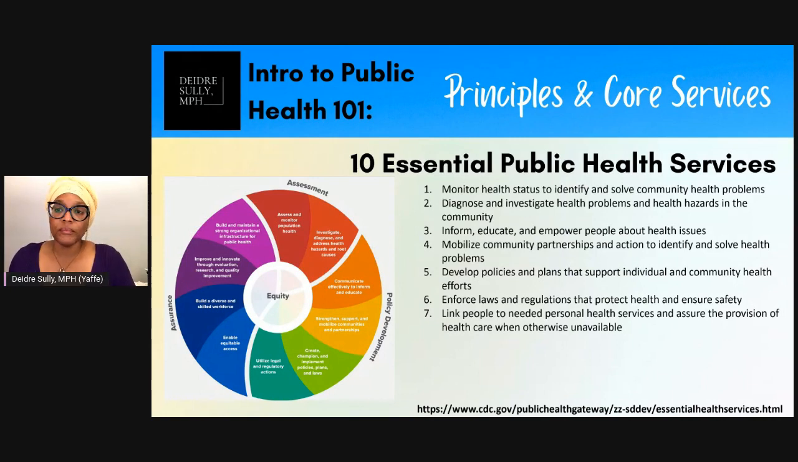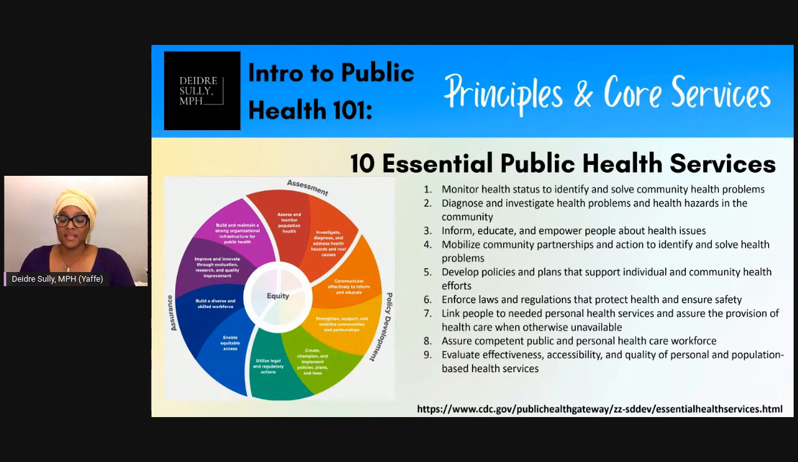Number 8, assure competent public and personal health care workforce. Who are the providers and how are they serving the community? Are they competent? Are they giving comparable services that people who are in more affluent areas are giving, right? Because this is how we talk about balancing access and equity.